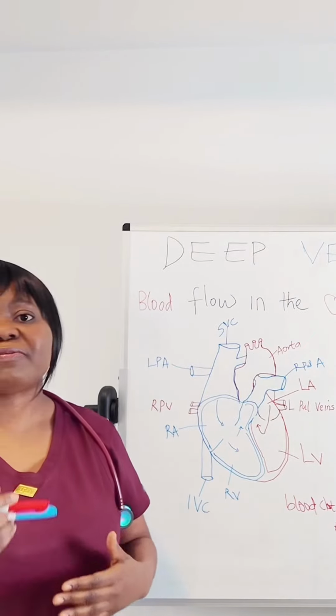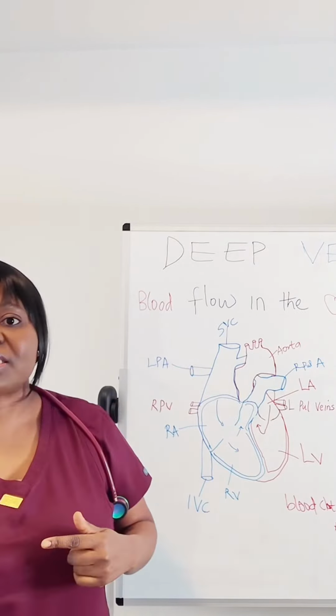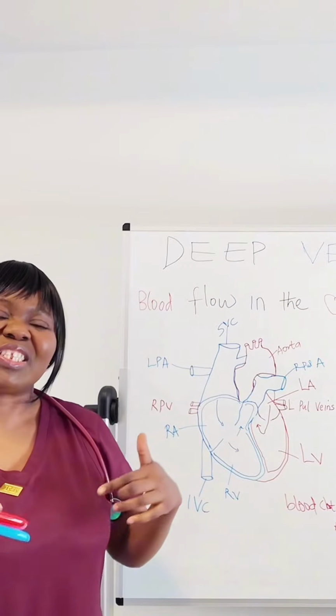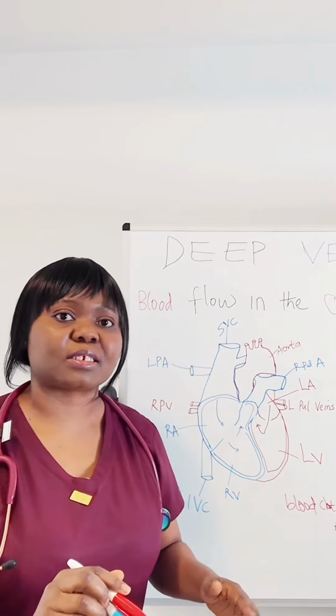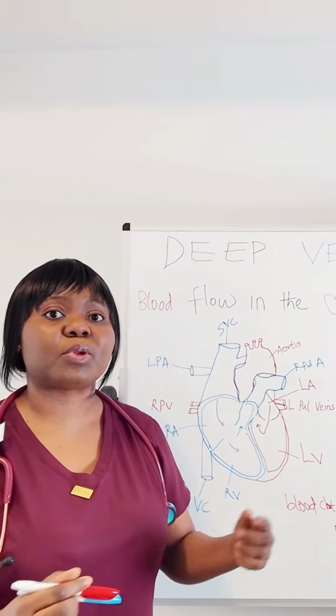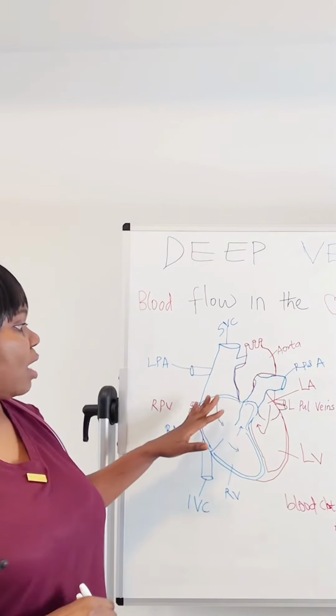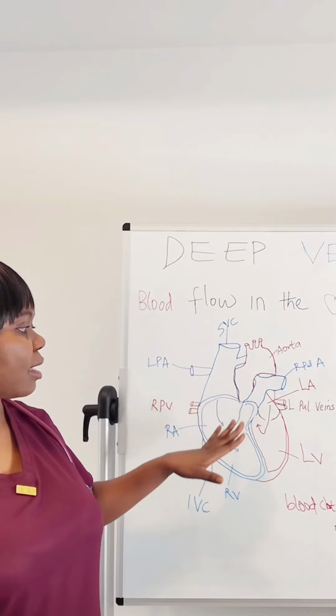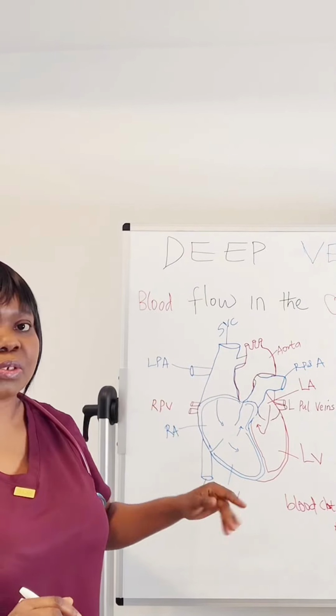And then we have the veins. They are doing the opposite of the artery, like I said. They are carrying what? Deoxygenated blood towards the heart, except the pulmonary veins, which carry oxygenated blood away from the heart. So if you look at this diagram, I try to differentiate it with two colors.